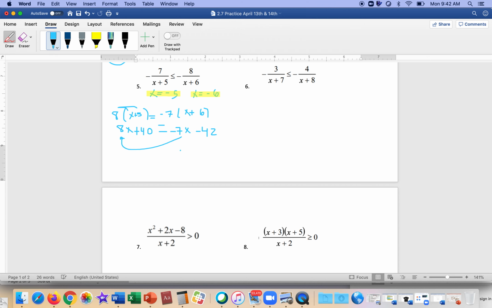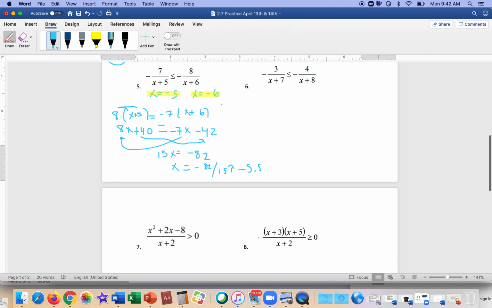Now we've got to solve for x, so you can move x on either side. If I move this over here, add 7x, we get 8 plus 7 is 15x. And if I subtract 40, over here I get negative 82. And if I divide by 15, I'd get x equals negative 82 over 15. And let's see what we get. So that would be about negative 5.5 as a decimal.